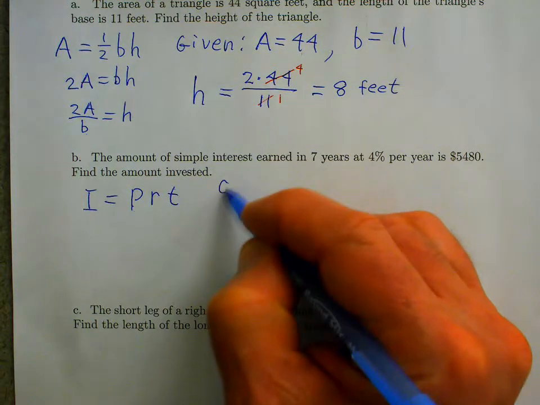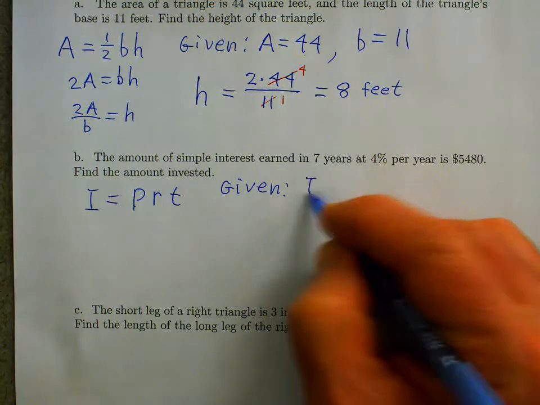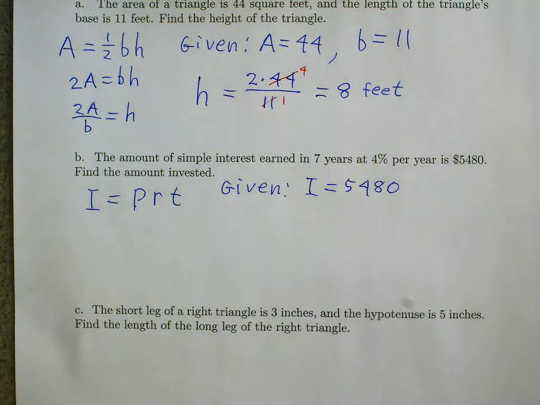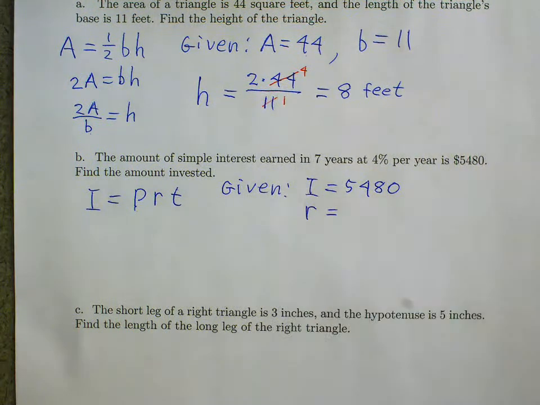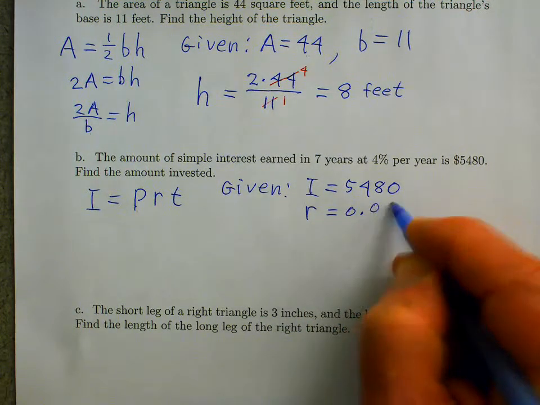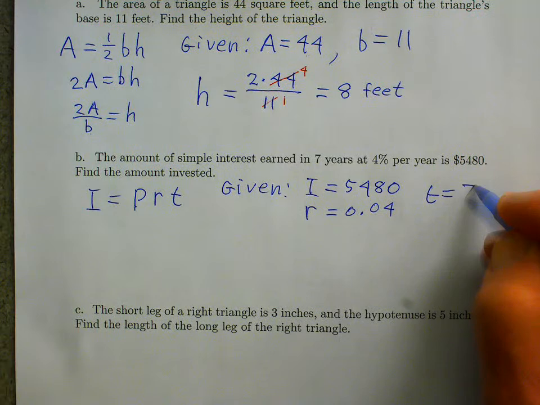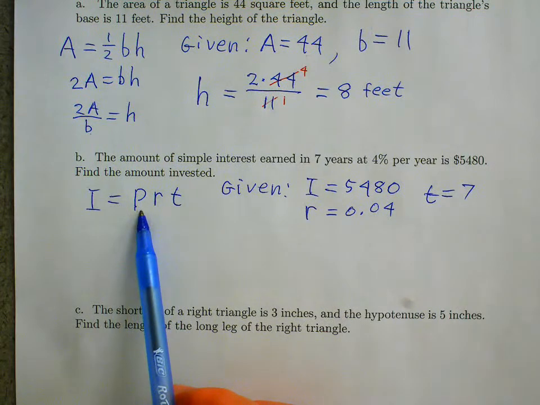We're given that the amount of simple interest earned, capital I, is equal to $5,480. We're also given that the interest rate as a percent is 4%, so R is the decimal equivalent of 4%, which is 0.04. And the number of years is t equals 7. And we want to find what the initial amount invested was.